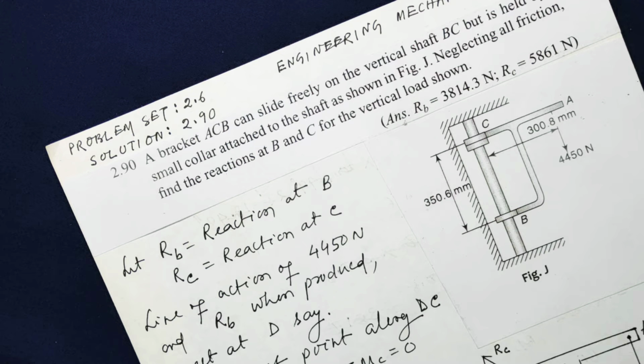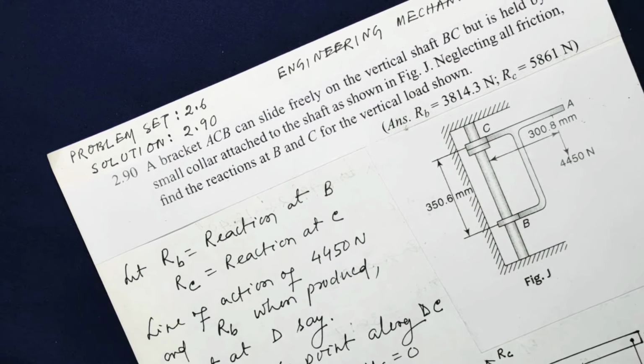So in 2.6 we have been using the method of moments, that is the turning effect of a force about a point, for which we need a perpendicular distance from the point to the line of action of the force, and the force multiplied by that perpendicular distance gives a turning effect about the point of contact. It can be either clockwise or anti-clockwise.